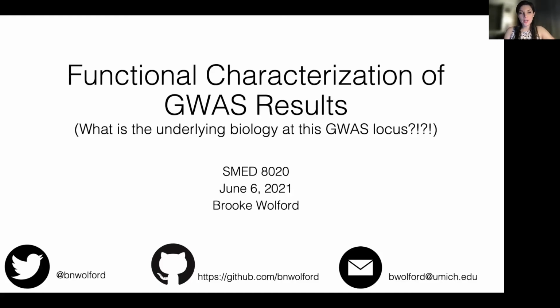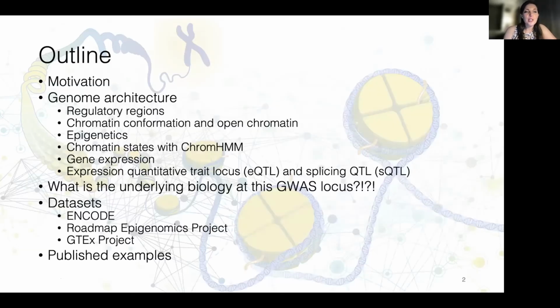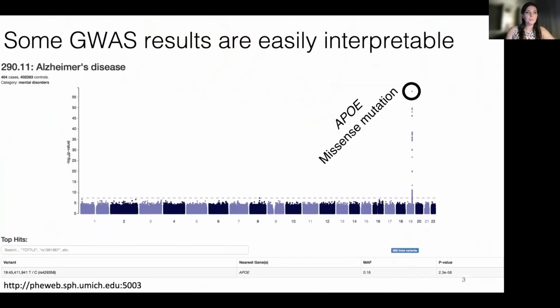I am an incoming postdoctoral fellow at the KG Epson Center for Genetic Epidemiology, and I'm excited to talk to you today about the functional characterization of GWAS results, which is just another way of saying what is the underlying biology at this GWAS locus, which is a common question that we ask ourselves. So first, I'm going to motivate what we're talking about, why we care about this. I'm going to give some intro to genome architecture, and then we're going to dig into a specific locus and kind of think about what the underlying biology is. I'm going to review some data sets that are available and review a few published examples.